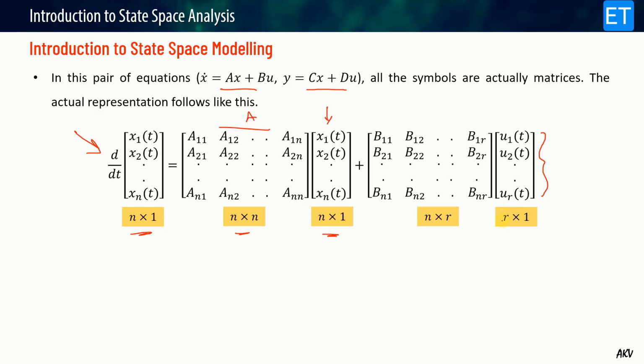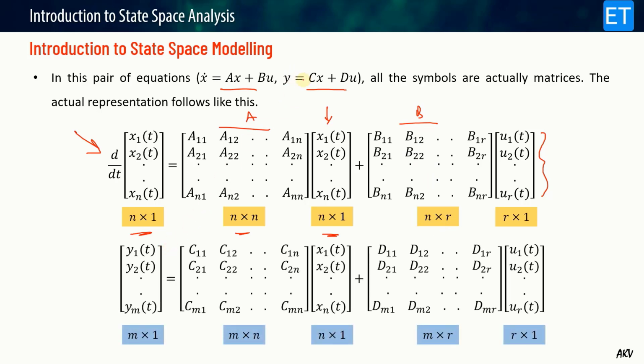So this is the column matrix R by 1 size, and this is the B matrix whose size is n by R. Similarly, I can write this output equation y equal to cx plus du. Since I have m number of outputs, it is a column matrix of m by 1 size. These are state variables x1 to xn, so this is n by 1 because the number of state variables is n. That's why the size of this C matrix is m by n. And here again I have R number of inputs, so it's a column matrix of R by 1 size, and this is the D matrix whose size is m by R.